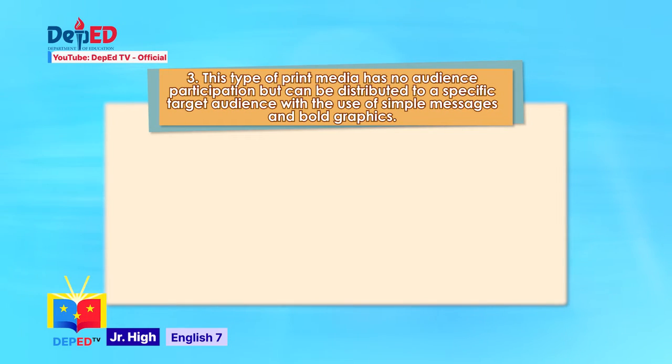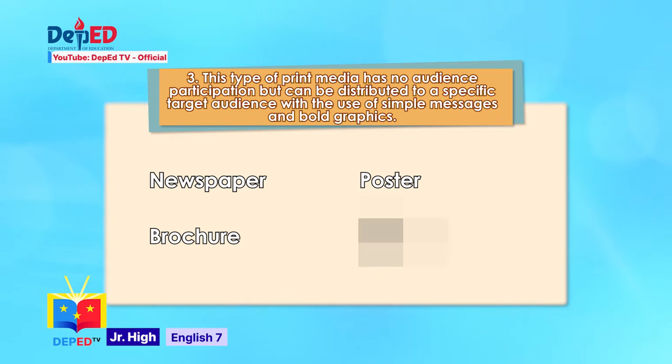Number 3. This type of print media has no audience participation, but can be distributed to a specific target audience with the use of simple messages and bold graphics. Newspaper, poster, brochure, book. You're right! The answer is poster.